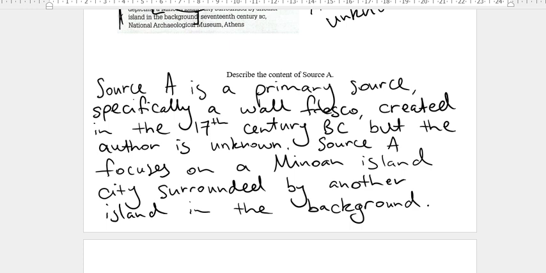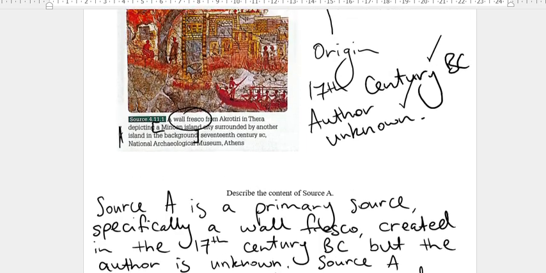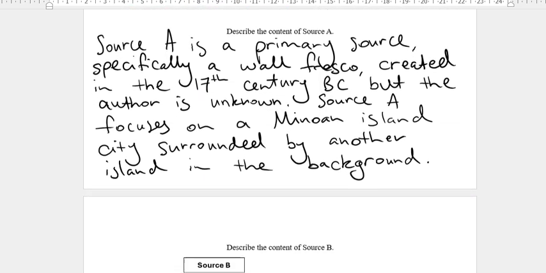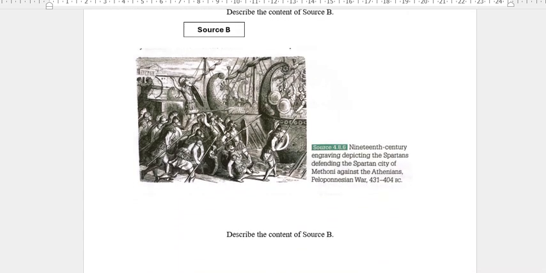Okay. Source A is a primary source, specifically a wall fresco, created in the 17th century BC, but the author is unknown. Source A focuses on a Minoan island city surrounded by another island in the background. So hopefully the teacher can pause it here and you can copy that down just so you know and you can see what it should look like, how it should sound, and to see how you include all the key features of this response. So all we'll do is we'll move to the next one.